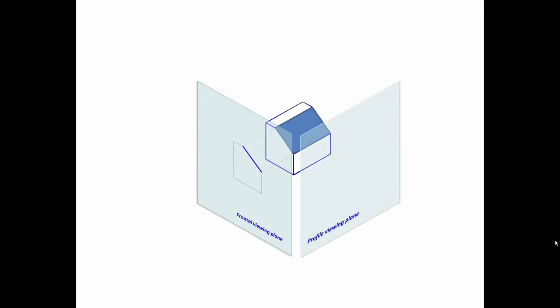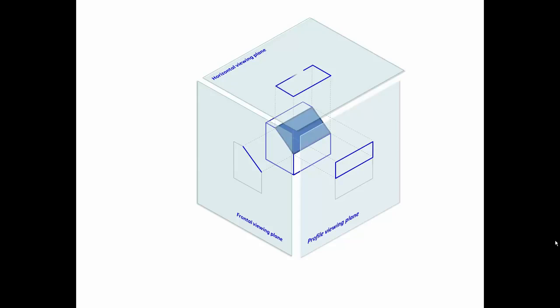Notice that the surface is inclined to the profile viewing plane. As a result, when projected onto the profile viewing plane, the inclined surface appears foreshortened. Since the right side view is developed from the image projected onto the profile viewing plane, the inclined surface will also appear foreshortened in the right side view. This surface is also inclined to the horizontal viewing plane, so it is also foreshortened when projected onto this viewing plane. Since the top view is developed from the image projected onto the horizontal viewing plane, the inclined surface will also appear foreshortened in the top view.